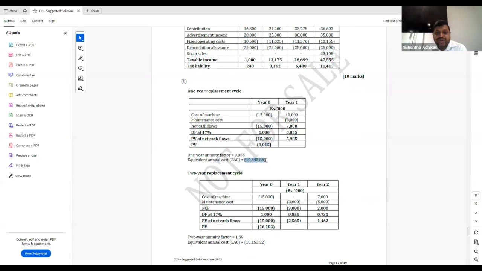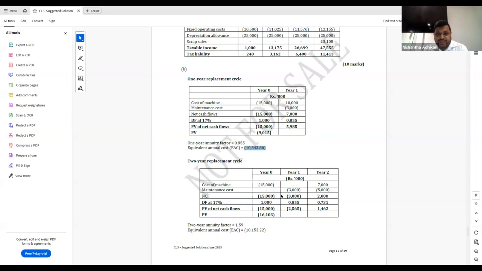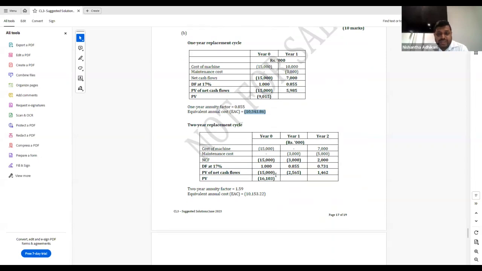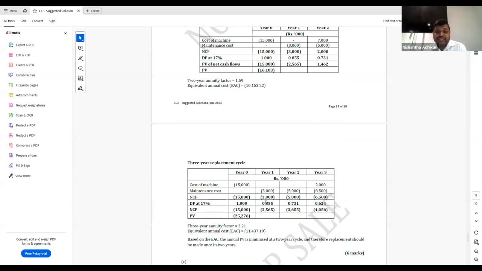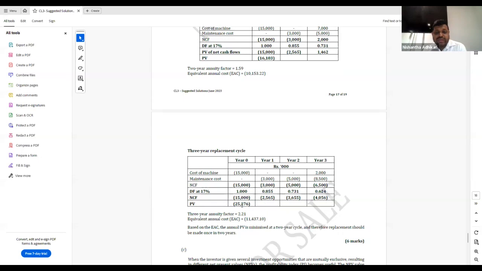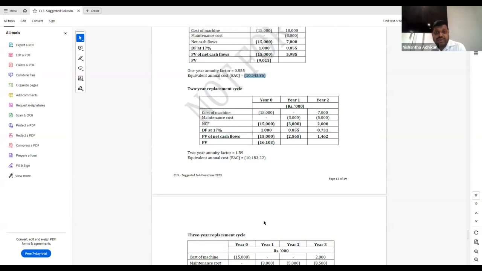Then you can go up to equal annual cost, which will be 10,543. For a 2 year replacement cycle, present value will be 16.103 million because you will collect 7,000, not 10,000, in year one. And again, the annualized equal annual cost will be 10.153. If you look at the 3 year cycle, the present value will be 25 million. Annualized value will be 11,437.